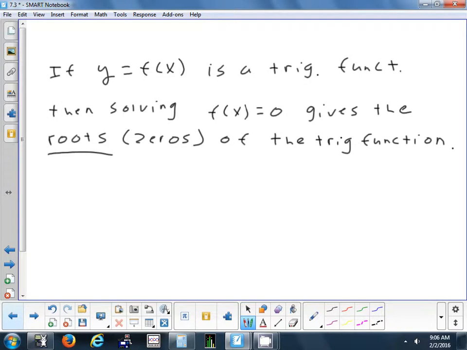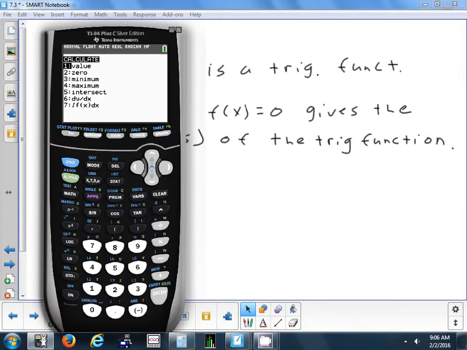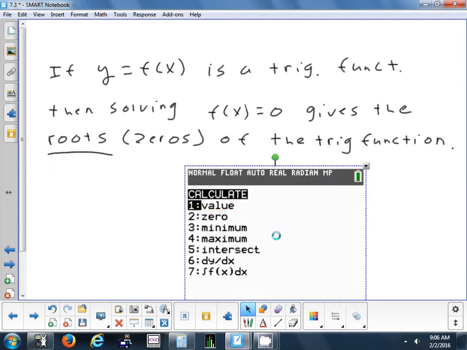And just as a reminder how you do that, that's under second calc, 0. On some older calculators, they might call it a root, but if you're using one of mine, it's a 0.